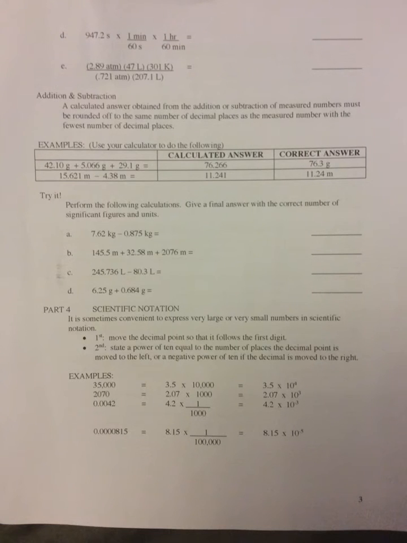Okay, so now we are on addition and subtraction, and the rule is different. When you are adding or subtracting, you round your answer to the one with the least number of decimal places. Let's go ahead and do part A together. Put that into your calculator: 7.62 minus 0.875. In my calculator, I got that to be 6.745.